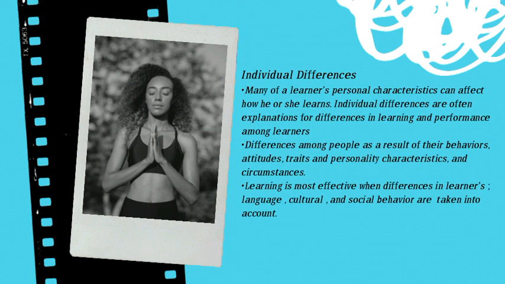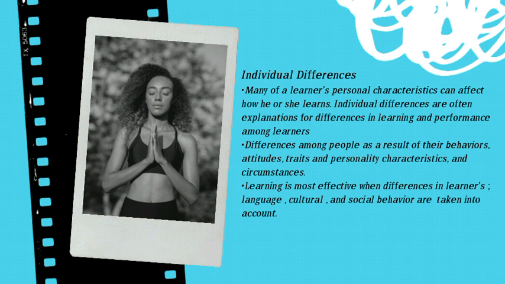Many of learners' personal characteristics can affect how he or she learns. Individual differences are often explanations for differences in learning and performance among learners. Differences among people as a result of their behaviors, attitudes, traits, and personality characteristics and circumstances. Learning is most effective when differences in learners' language, cultural, and social behaviors are taken into account.